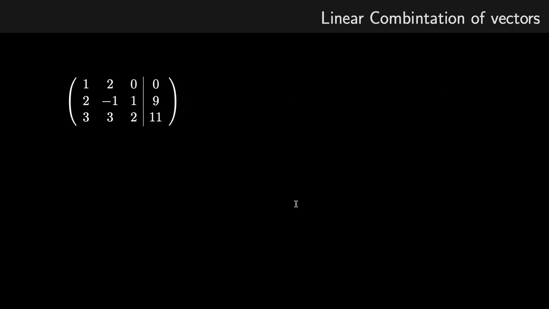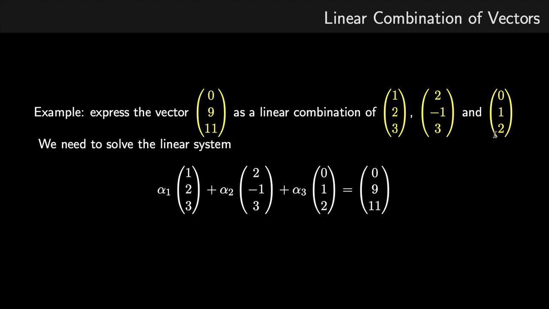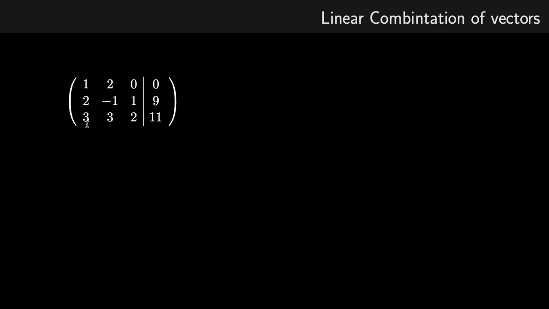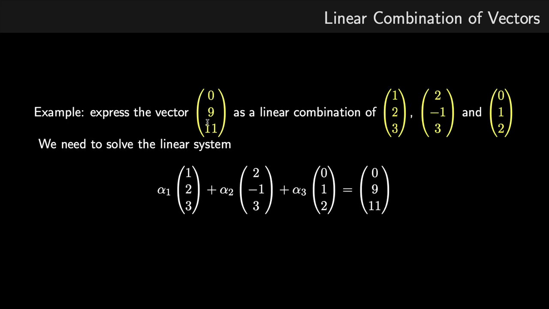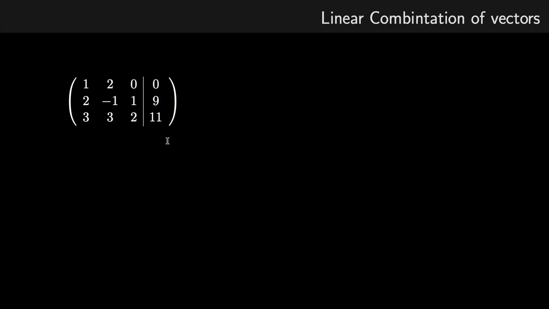Okay, so I'm going to use Gaussian elimination. If you're not quite sure what Gaussian elimination is, I suggest you go back and watch my video on it. So here we have the augmented matrix. If we go back a slide, we have our three vectors here. These form the first three columns of the augmented matrix. Then we have our partition, and on the right hand side of the partition we have our vector.